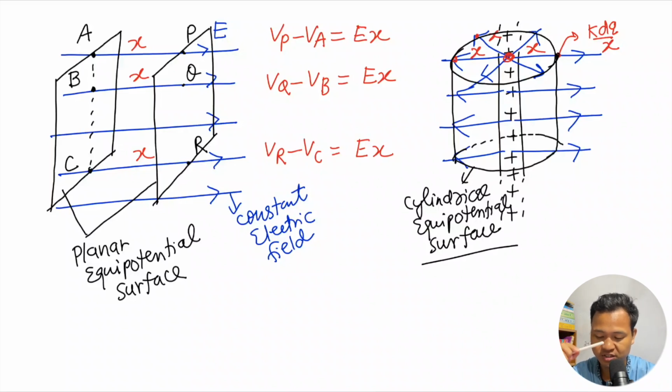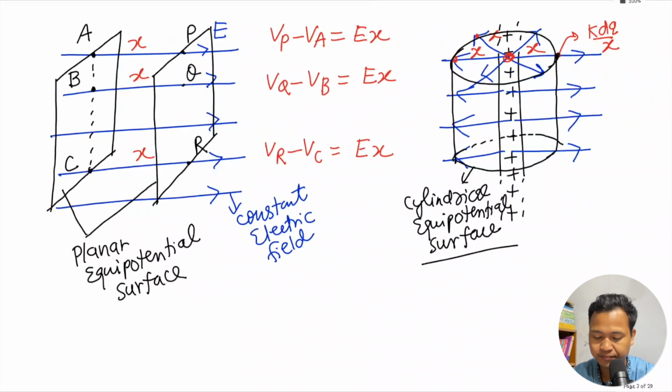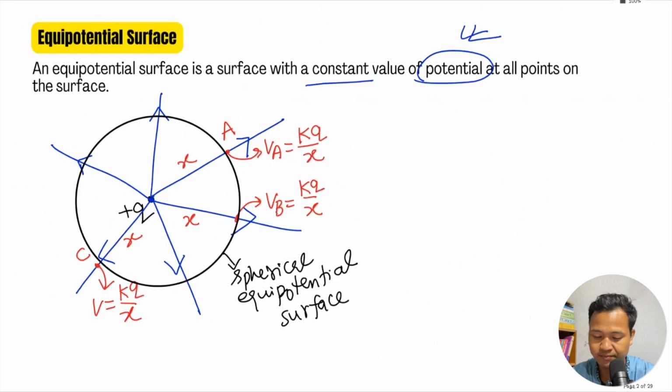The type of equipotential surface due to a line charge is cylindrical. Due to a constant electric field, it is a planar equipotential surface, and due to a point charge, it is a spherical equipotential surface. So mainly you have three types of equipotential surface. Now let's try to write three points.